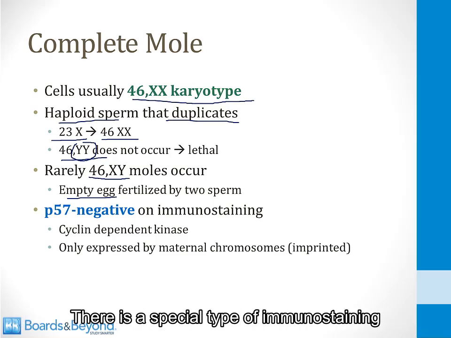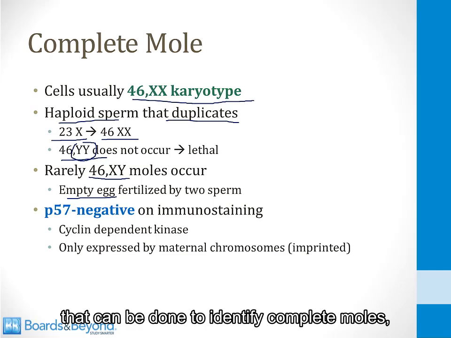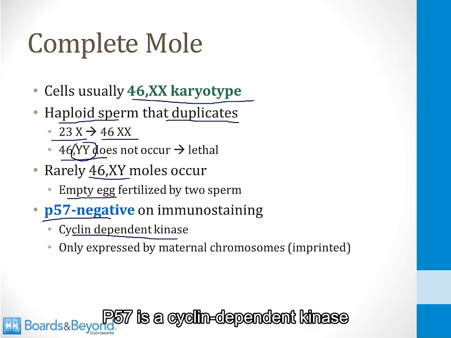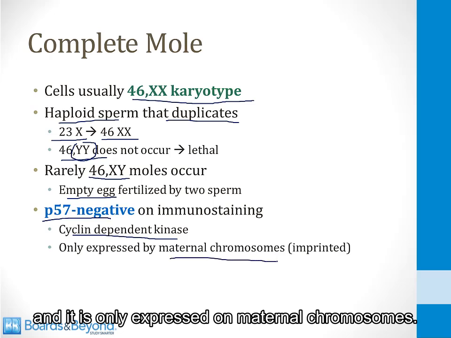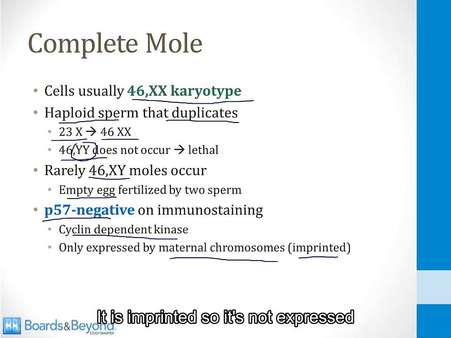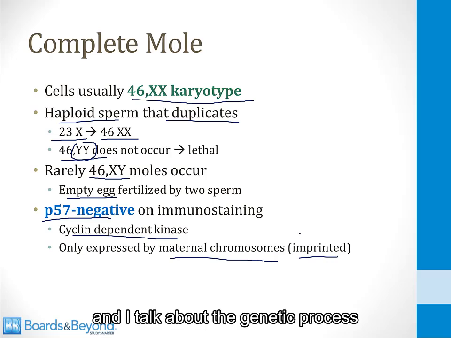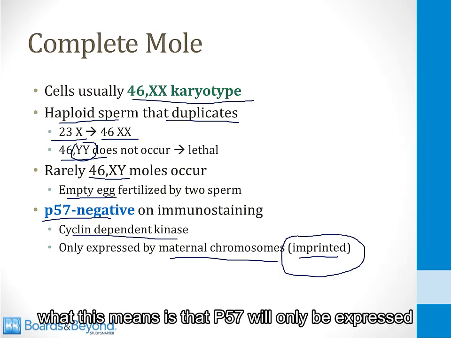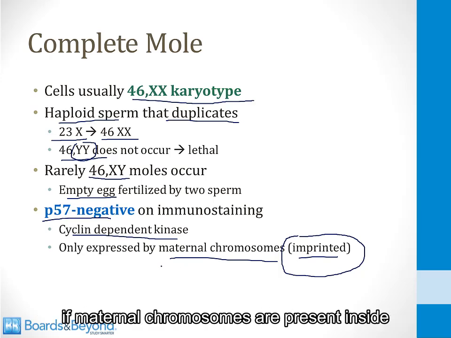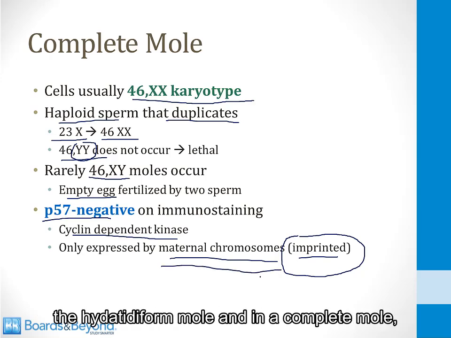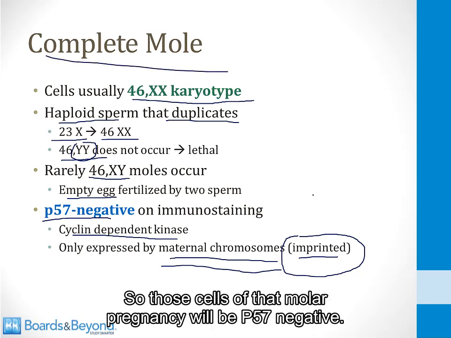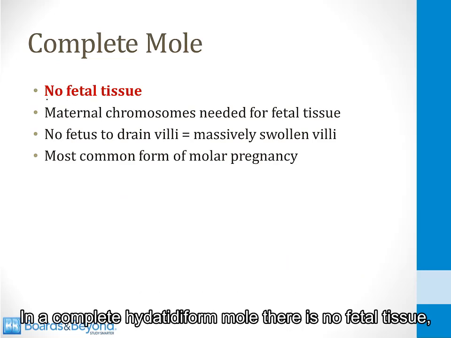There is a special type of immunostaining that can be done to identify complete moles. It's staining for the P57 protein. P57 is a cyclin-dependent kinase, and it is only expressed on maternal chromosomes. It is imprinted, so it's not expressed by paternal chromosomes. And I talk about the genetic process of imprinting in a video in the genetics section, but for our purposes here, what this means is that P57 will only be expressed if maternal chromosomes are present inside the hydatidiform mole. And in a complete mole, there are only paternal chromosomes, so those cells of that molar pregnancy will be P57 negative.